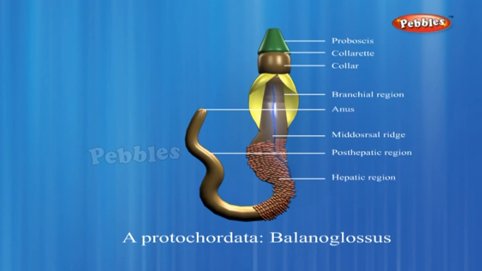Protochordates may not have a proper notochord present at all stages in their lives or for the entire length of the animal. Protochordates are marine animals. Examples are balanoglossus, herdmannia, and amphioxus.